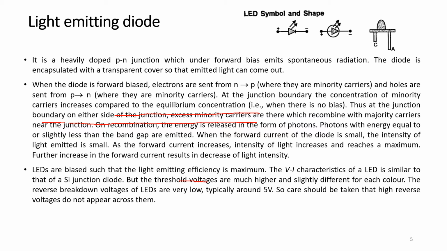The symbol of a light emitting diode is shown here. It is just an arrow mark with light, with the positive side, the P side, and the N side, negative, here. This is also shown as positive, negative, and light. It is also shown with a circle. These are the LED symbol and shape.